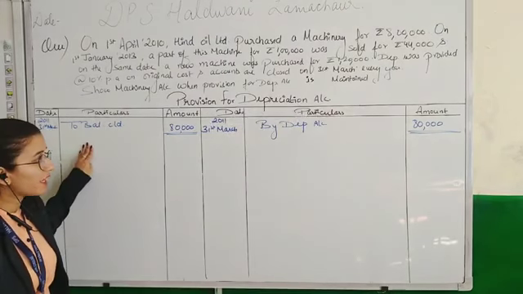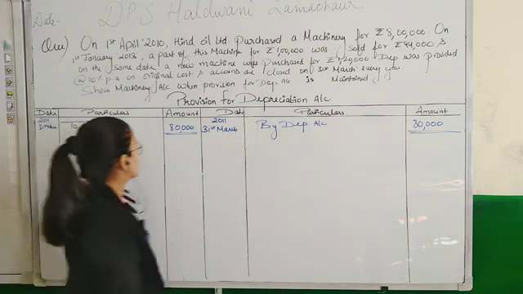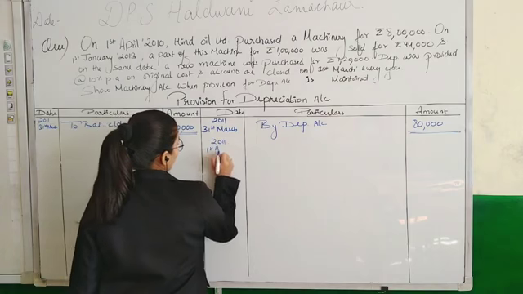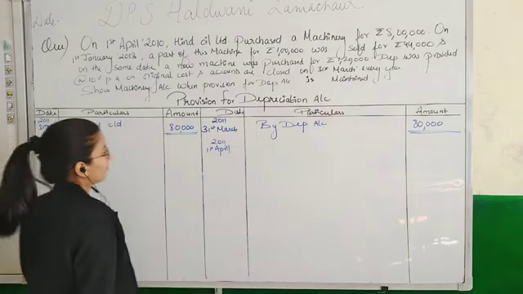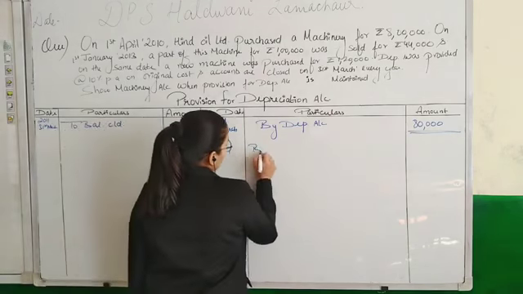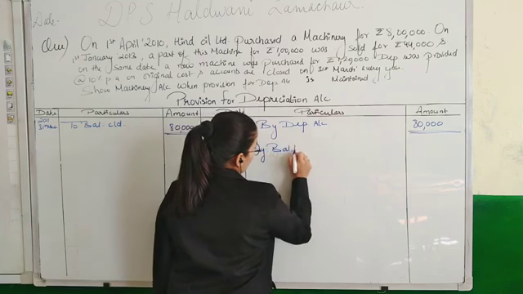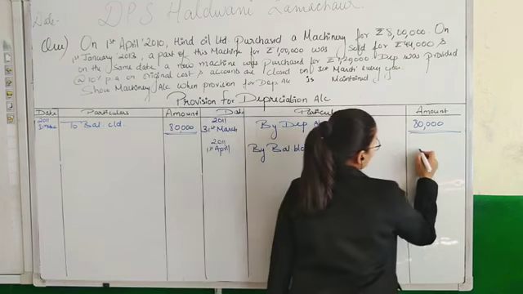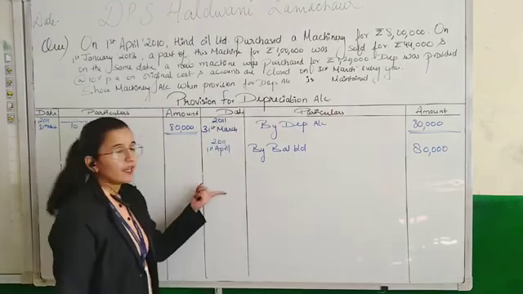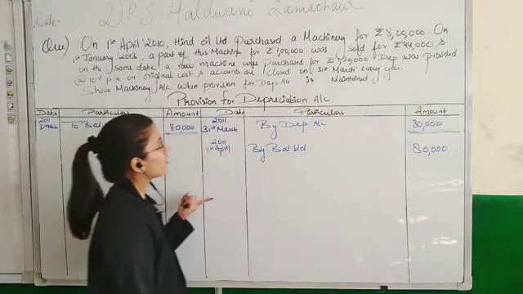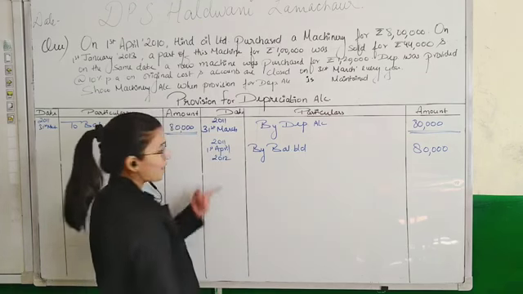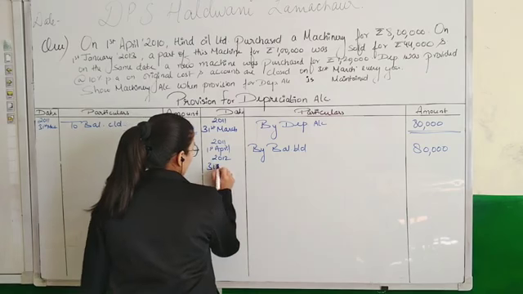Now this closing figure becomes the opening balance in the next year. The beginning of the next year is 1st April 2011. When the closing balance becomes the opening balance, we write it as by balance brought down. The amount is 80,000. Now again at the end of the second year, we'll charge the depreciation on the first machinery.